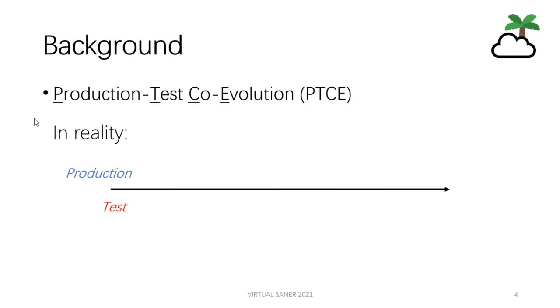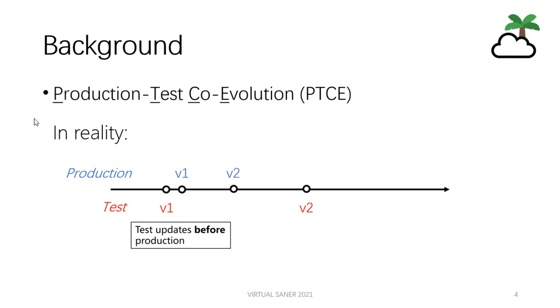However, in reality, due to many reasons, the test code often mismatches the production code's functionality. For example, it may precede the production changes due to a pending bug fix, or it may be postponed merely because the developer forgot to update it.